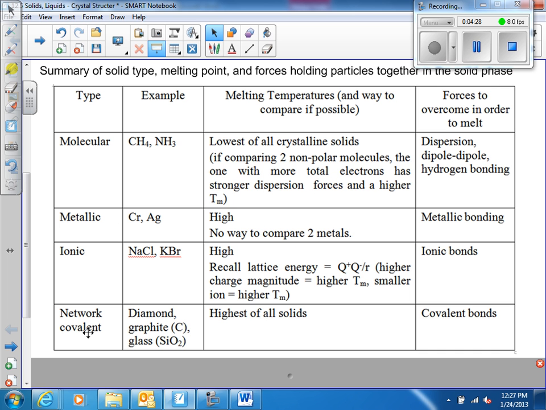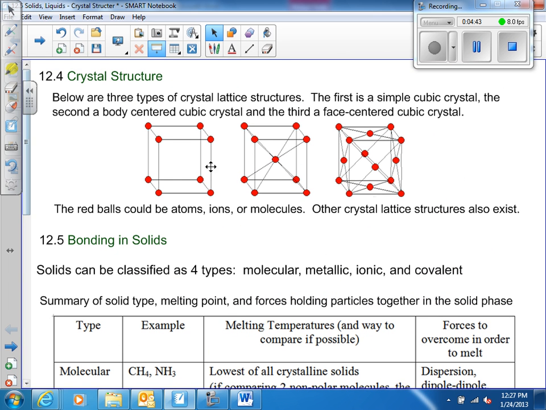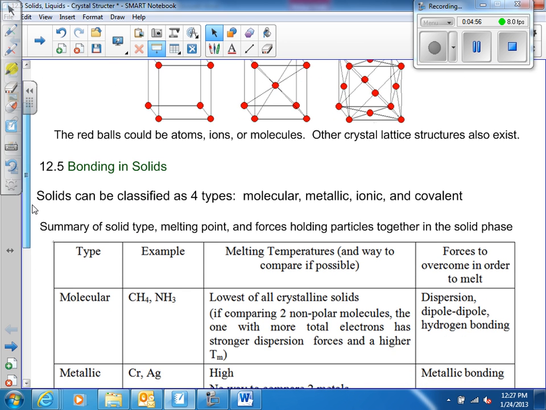Okay, network covalent solids. Examples would be carbon and glass. Those are the only two that you are responsible for knowing. These have the highest melting points of all solids. That's because you have to actually break covalent bonds. So in our lattice structure, if we have a molecule, let's say these red dots were all molecules, the things holding those molecules in place would just be our intermolecular forces.